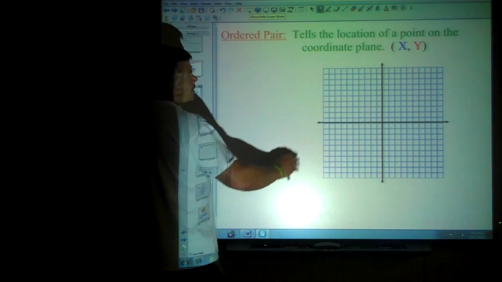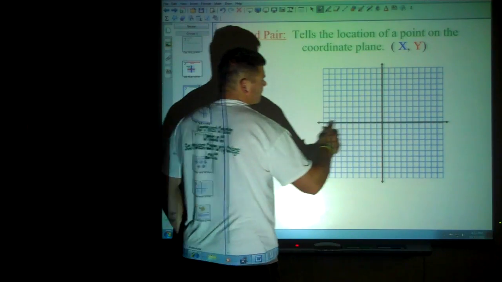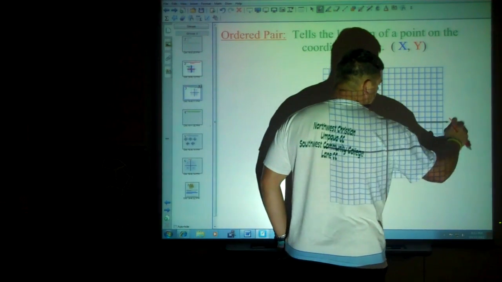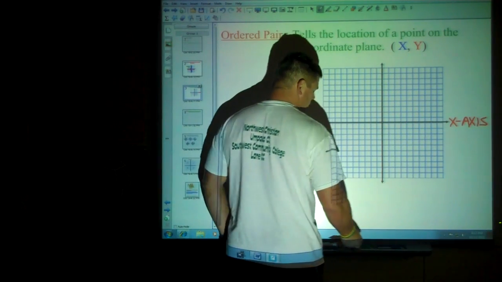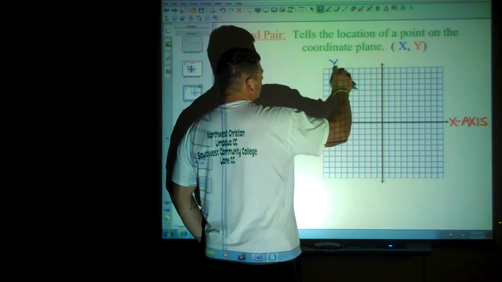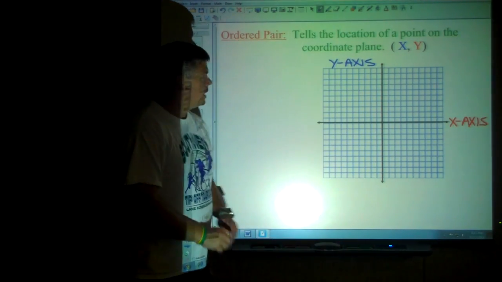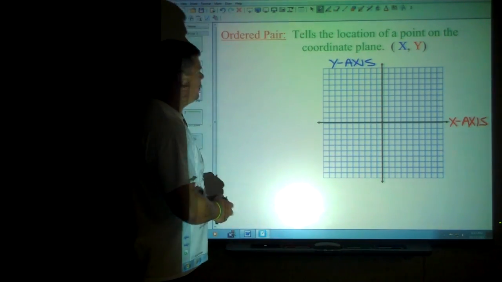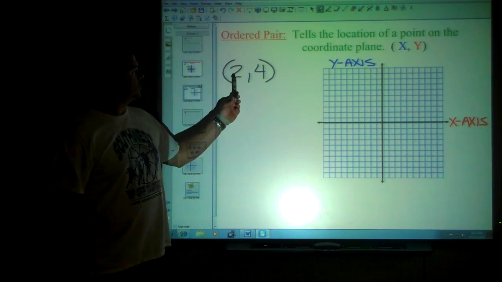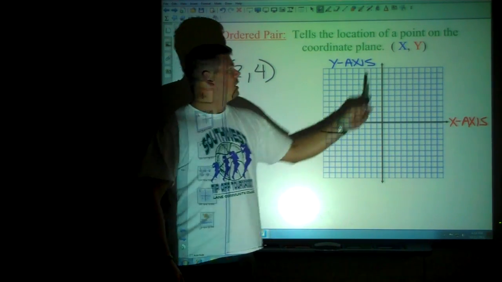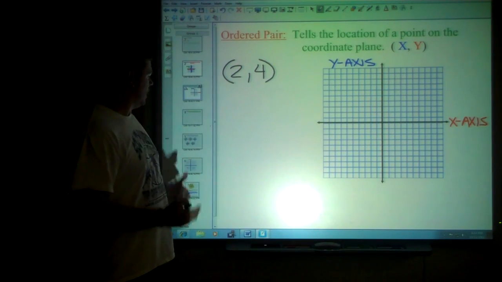Now, on this coordinate plane, as I was mentioning, we have two different lines. We'll call this the x-axis. The horizontal number line is always referred to as the x-axis, and the y-axis is the vertical. Now, the ordered pair is important. Say we had an ordered pair of 2, 4. You must pay attention that this is in the location of the x and this is in the location of the y. If you mix them up, you'll have issues.